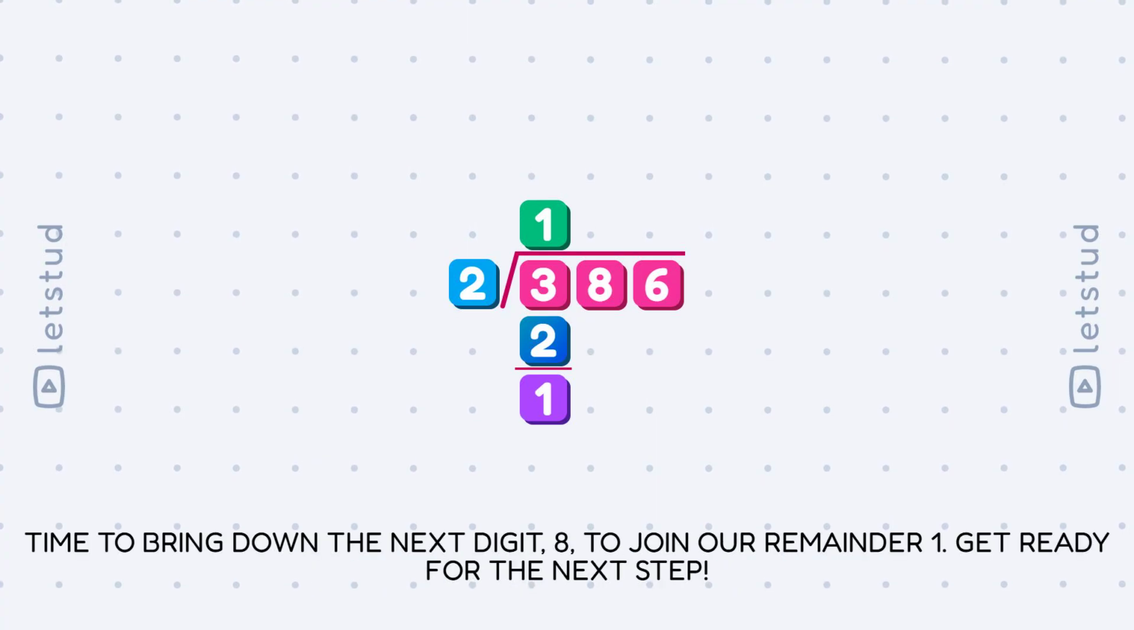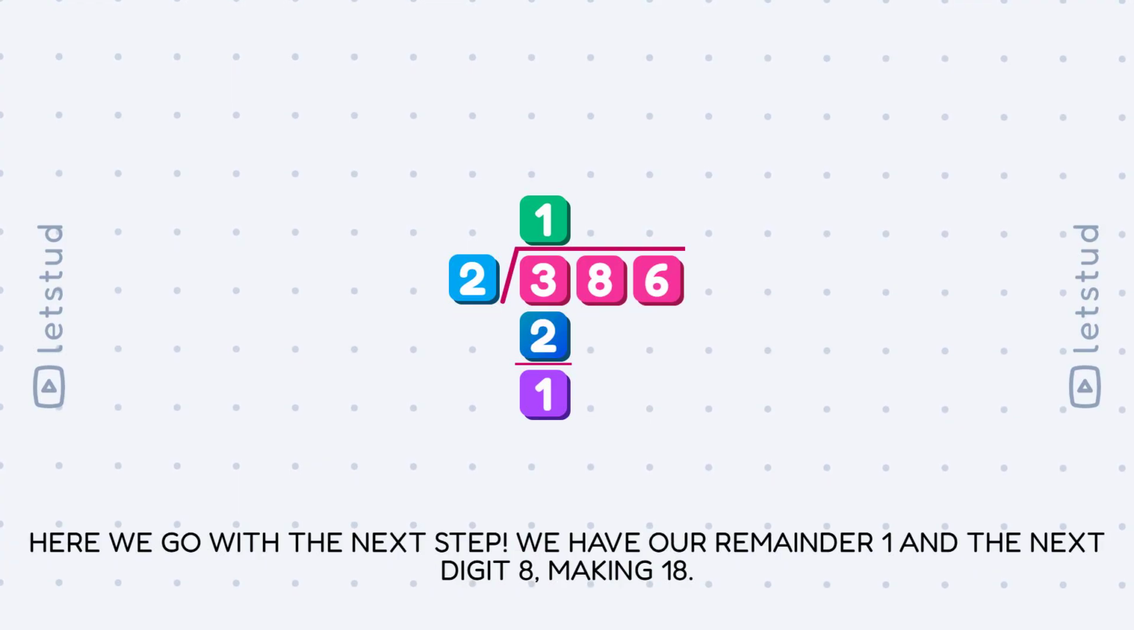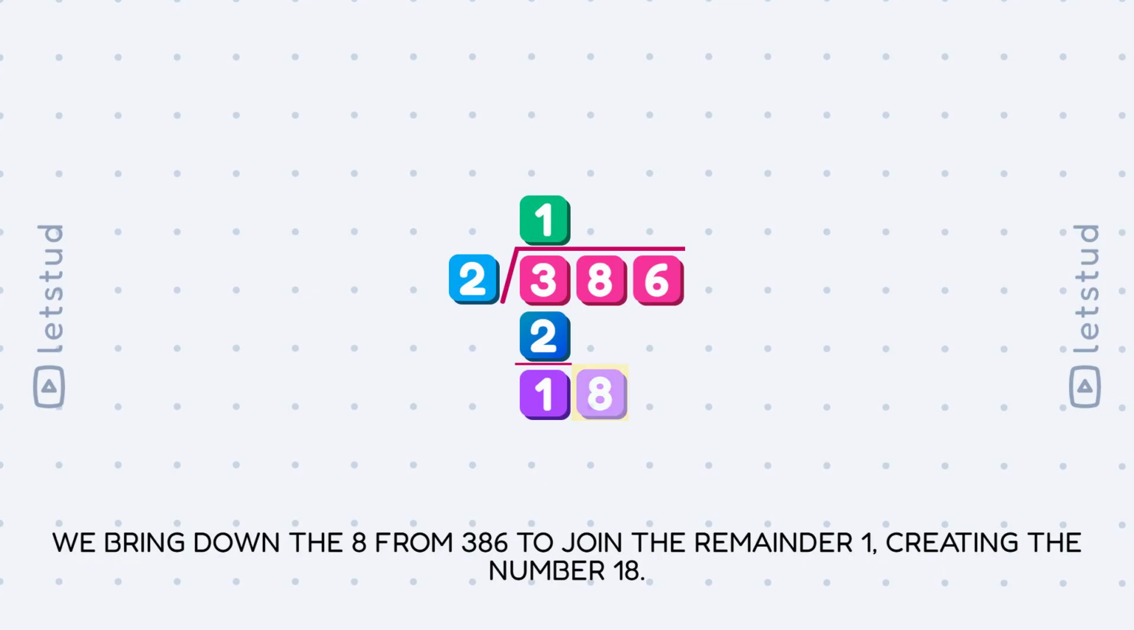Time to bring down the next digit, 8, to join our remainder 1. Get ready for the next step. We have our remainder 1 and the next digit 8, making 18. We bring down the 8 from 386 to join the remainder 1, creating the number 18.